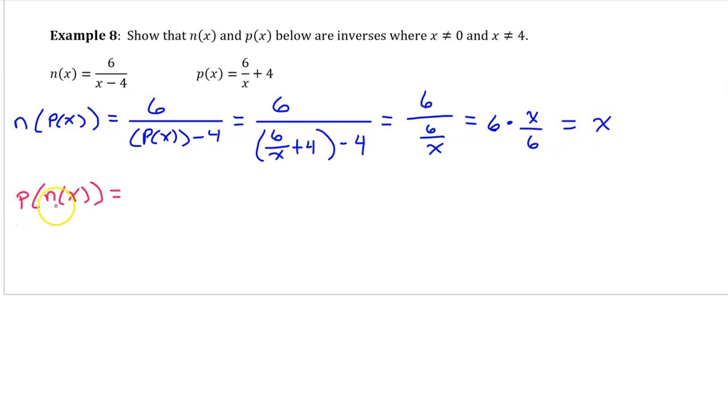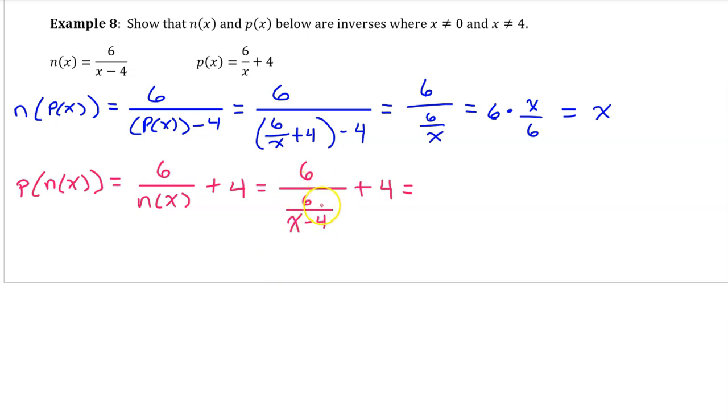Now let's find p of n of x, and show that we again get x. P is the outer function, so let's rewrite p with parentheses instead of an x. So 6 over x plus 4 becomes 6 over parentheses plus 4, and in the parentheses goes n of x. We don't actually need the parentheses because the fraction bar is its own grouping symbol. N of x is this whole expression. So let's put all of this in the denominator.